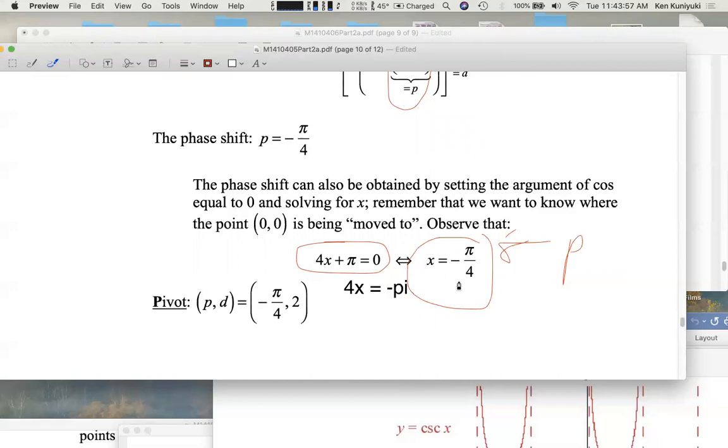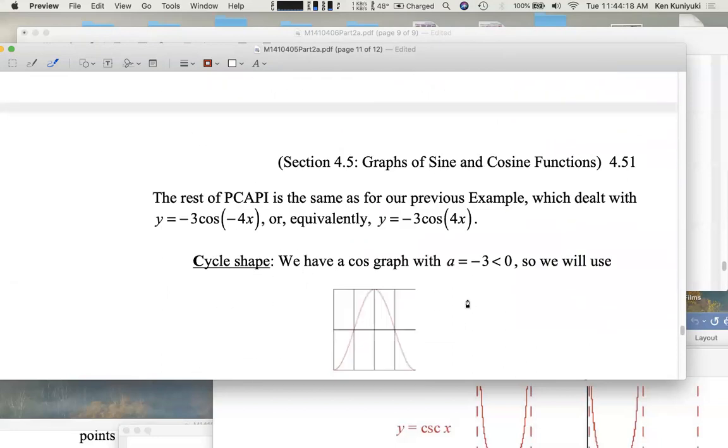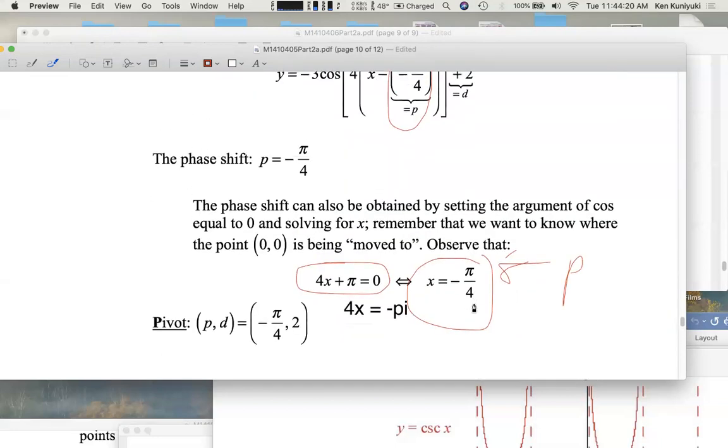But in practice, I will take any horizontal shift that'll work. But technically, the phase shift is supposed to be the appropriate horizontal shift that's closest to 0. If necessary, add or subtract the period an integer number of times. Here, negative pi over 4, that's as close to 0 as we can make it, as it turns out. The period turns out to be pi over 2, and we're not going to get anything better. So we're going to take negative pi over 4 as our phase shift, our horizontal shift.